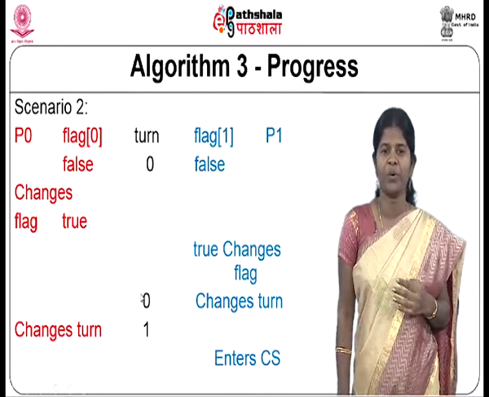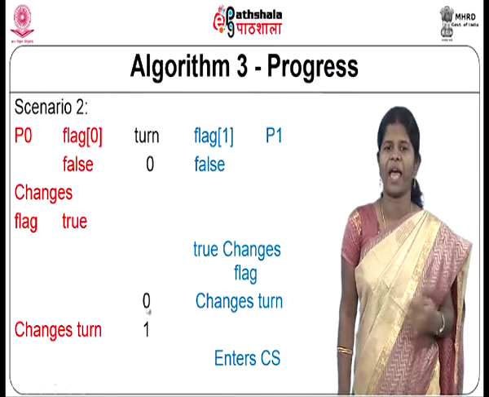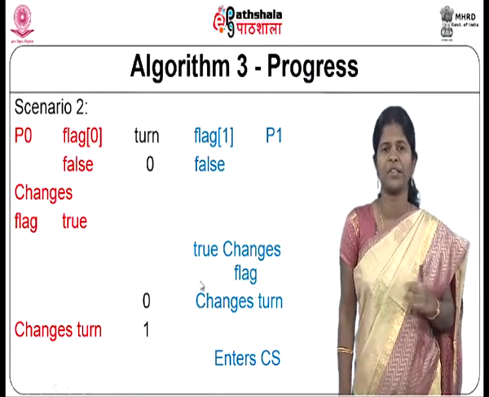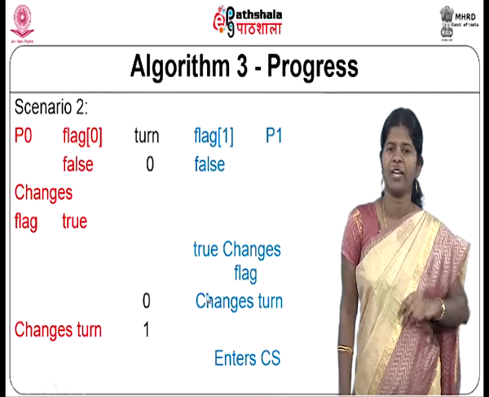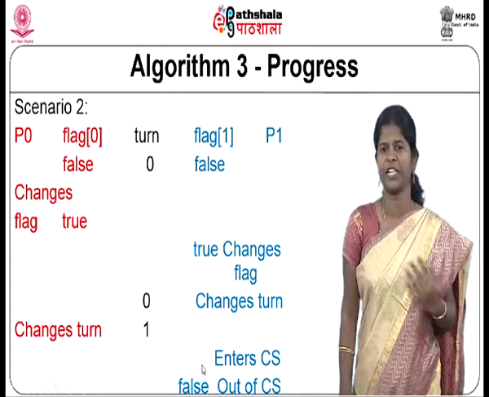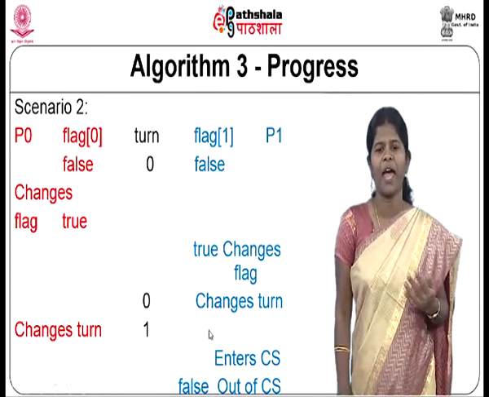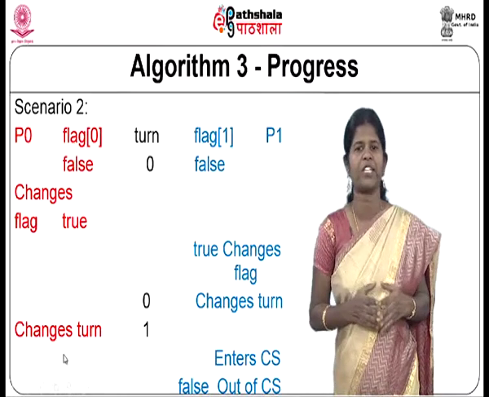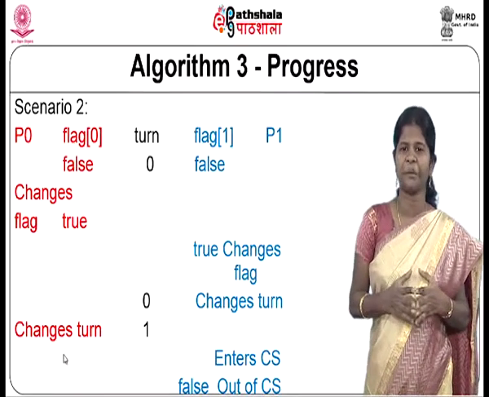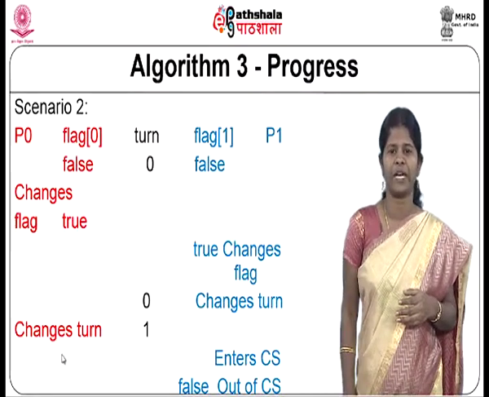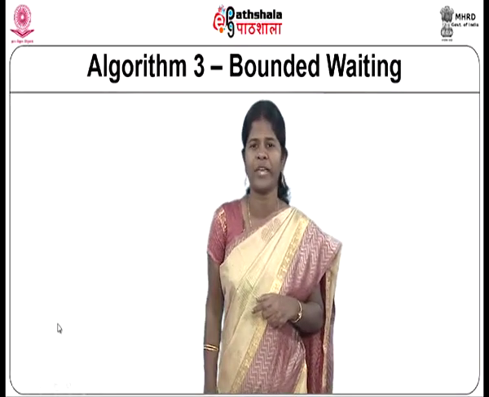So, as I told you, depending on the value of turn, one of the two processes P0 or P1 enters critical section, and after coming out of critical section it will change its value of flag to false and the other process can enter critical section. So, we have seen that progress is also satisfied in this algorithm. So, both mutual exclusion and progress are satisfied. And how about bounded waiting?